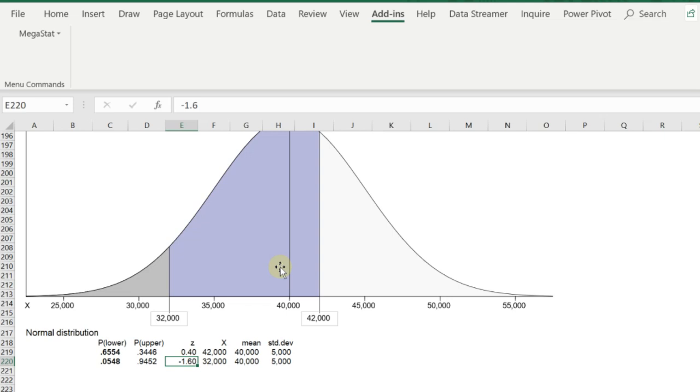So what do I need to do? I need to get the higher area at 42,000, the probability of lower, that's the higher area.